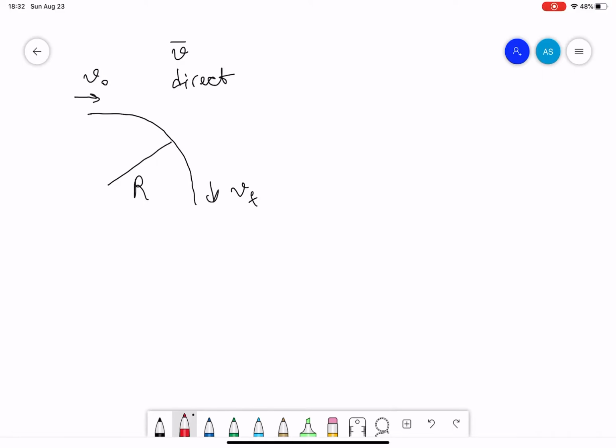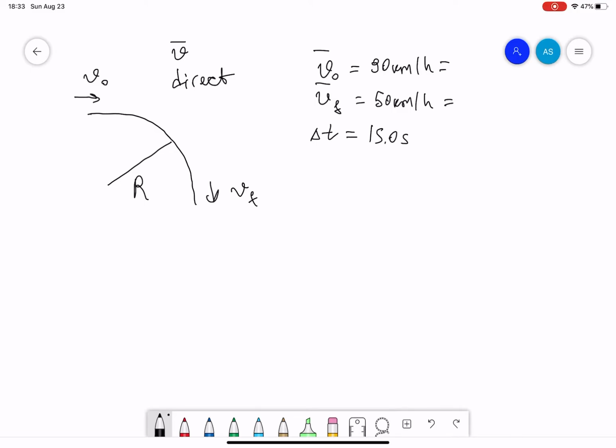Now, how can we solve this problem? What are the things that are given? First of all, we have V initial, which is 90 km per hour, then V final, which is 50 km per hour. We can convert these to meters per second. This change from initial to final velocity happens during the time interval of 15 seconds. The radius of the curve is equal to 150 meters. We have to find the acceleration at the moment the train speed reaches 50 km per hour.